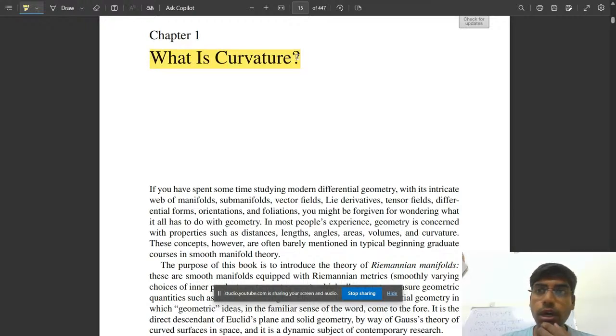Okay, so now I am following the famous book Introduction to Riemannian Geometry, written by John Lee, the famous mathematician. So let's start with the first topic, which is what is curvature. Basically, we all have a basic intuition of what curvature is, right? So let's start with the mathematical definition and let's begin with some intuition.